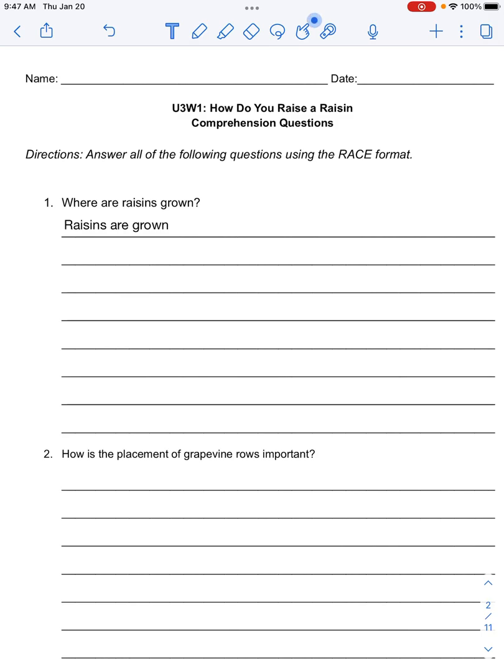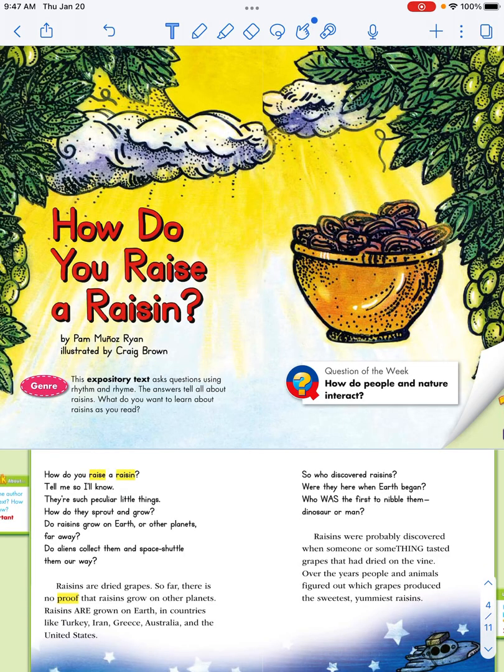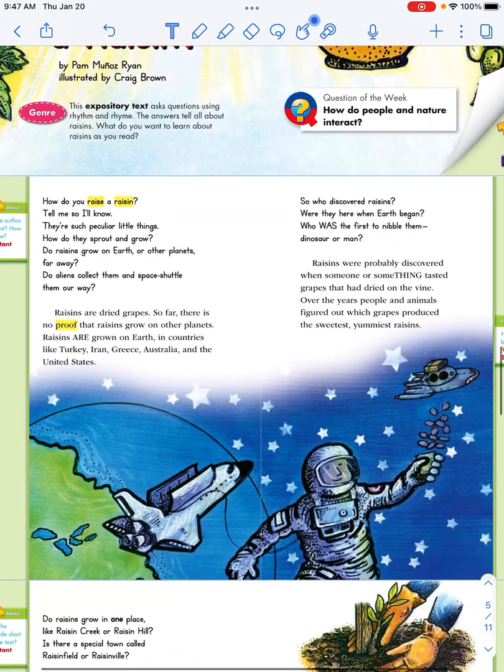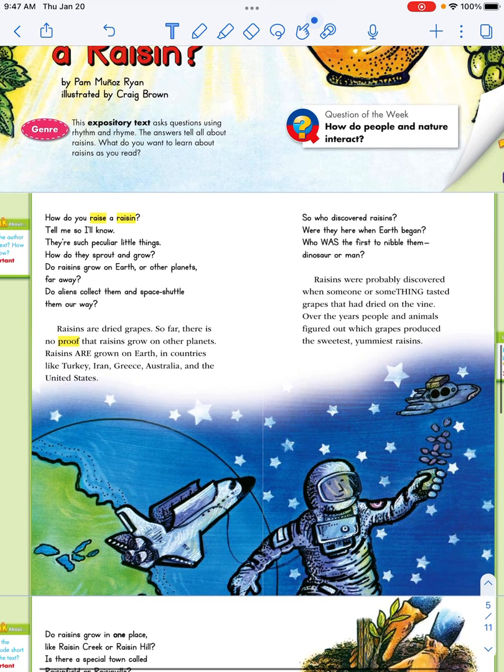I need to go back to my text. So I'm going to go down to my story, and I'm going to reread. I'm going to look maybe at these poems to see if that would help me. I can see that this one is basically just saying what raisins are, so that's not going to help me. It says raisins are grown on Earth, like Turkey, Iran, Greece, Australia, and the United States. Let's see if there's any more details.